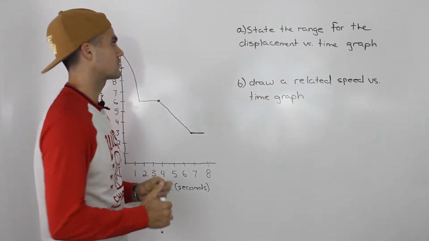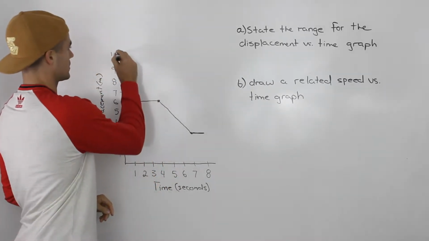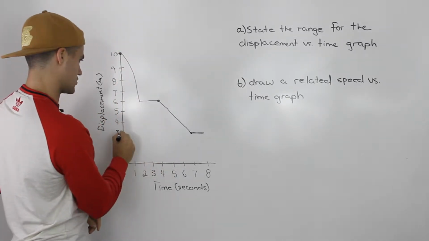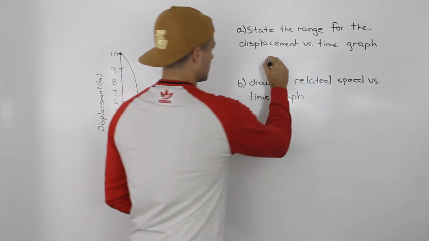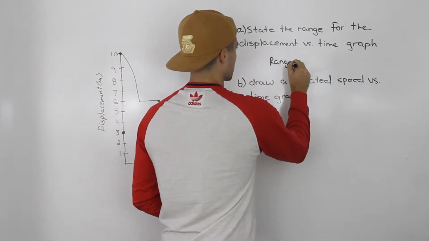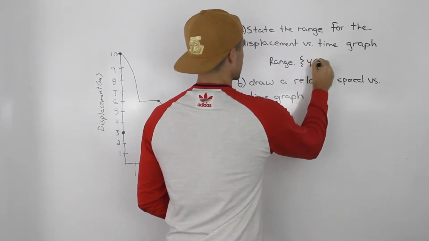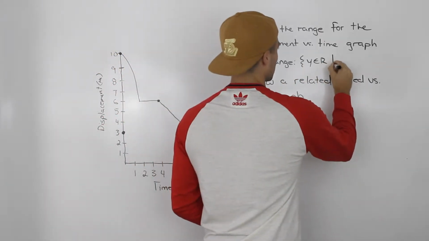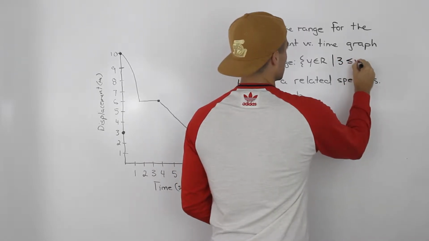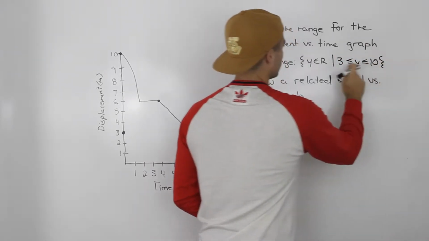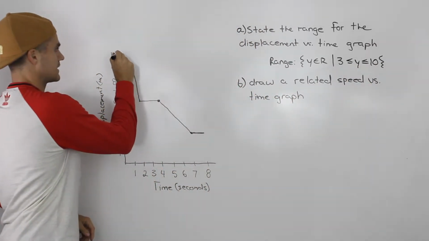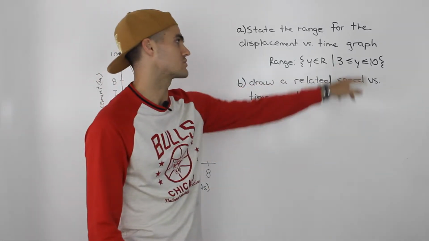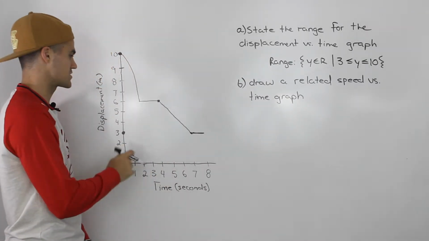So let's start with part A, state the range for the displacement time graph. Well, notice that the range for this graph is from 10 meters all the way to 3 meters. So that would be your range there. The way we can write that is we can say y is an element of real numbers, or we can write displacement as an element of real numbers. I'm just going to write a y variable, and y has to be between 3 and 10, and inclusive of both 3 and 10, because notice it hits a displacement of 10 meters and it also hits a displacement of 3 meters. So it has to be inclusive of those. That would be the range for this displacement versus time graph.